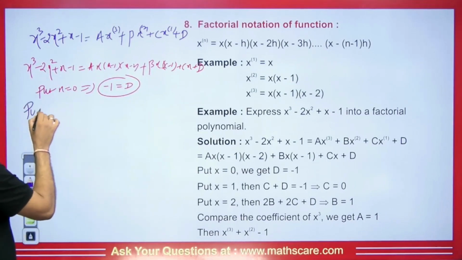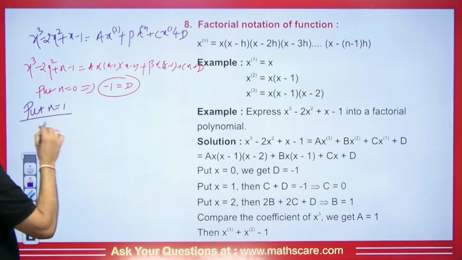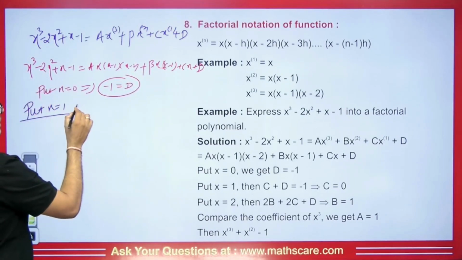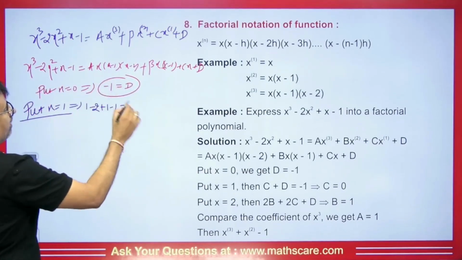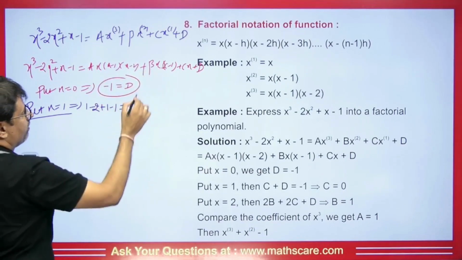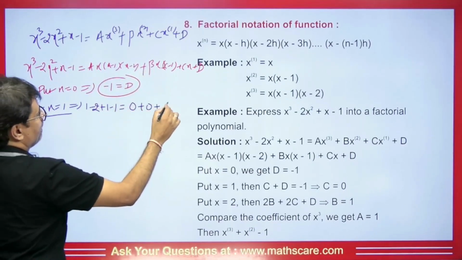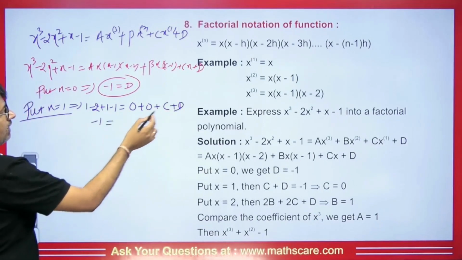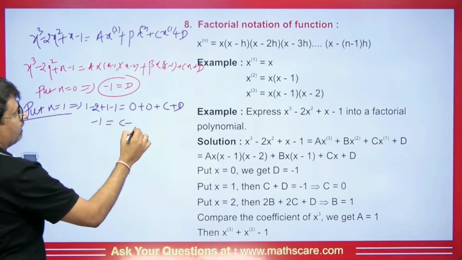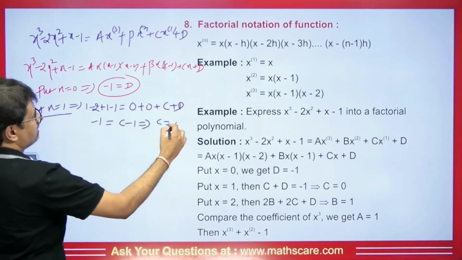Now what we do is put x is equal to 1, right? As soon as we put 1, then we will have 1 minus 2 plus 1 minus 1 equal to 0. We put 1, then this 0 will come as here. So this will become 0. Here we have c plus d. Here 1 to 1 will be cancelled. This will be minus 1. And the values of c and d will be minus 1. From here the value of c will become 0.